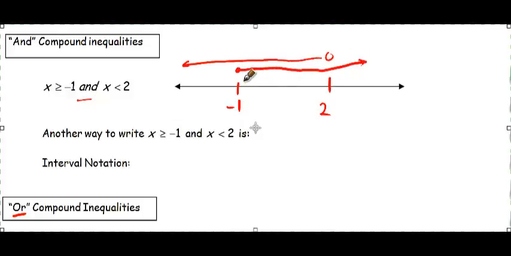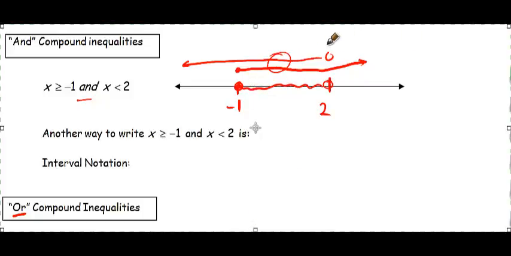Now I'm looking for where both of these are true. x is greater than -1 would be true everywhere to the right, and x is less than 2 would be everywhere to the left. So the only place where they're both telling me the same thing is between -1 and 2. So we're going to sandwich this down and put them on the number line as a closed circle here at -1, an open circle here at 2, and then shade between them.